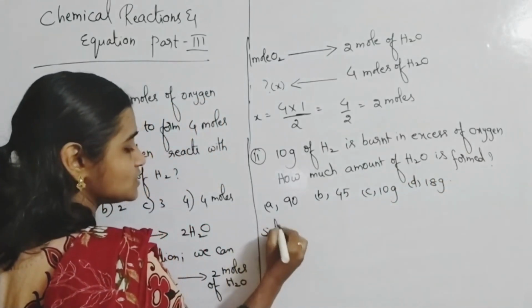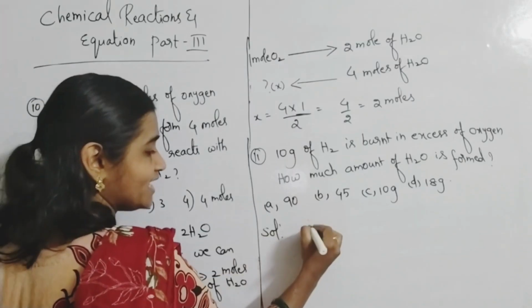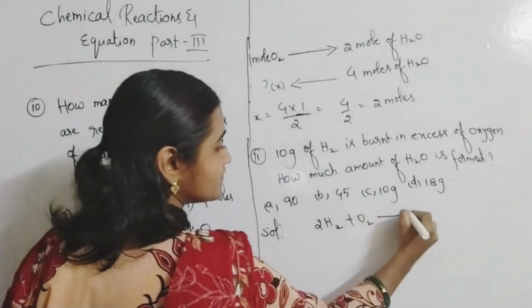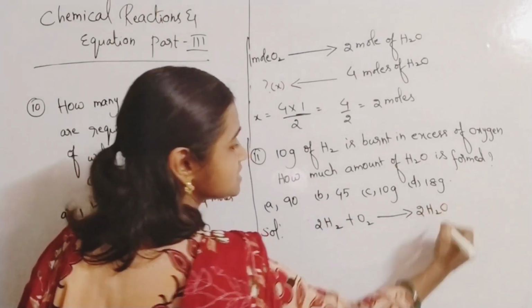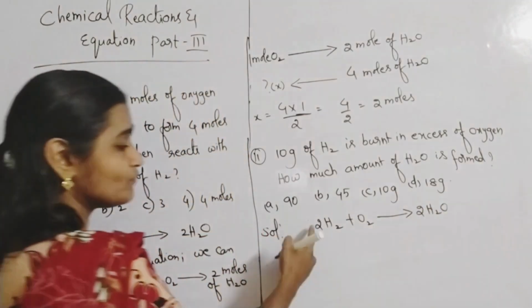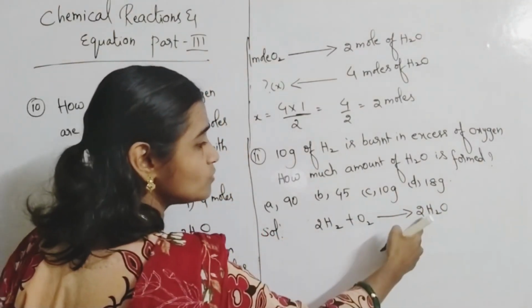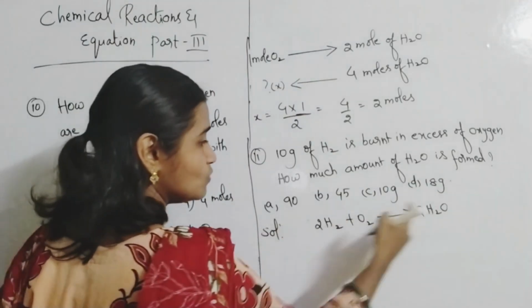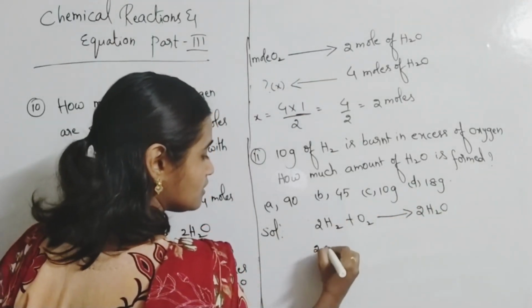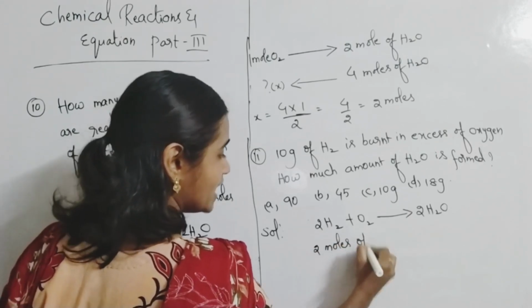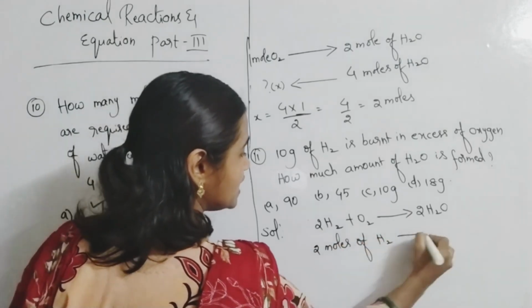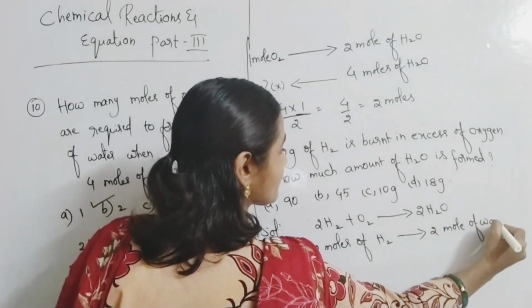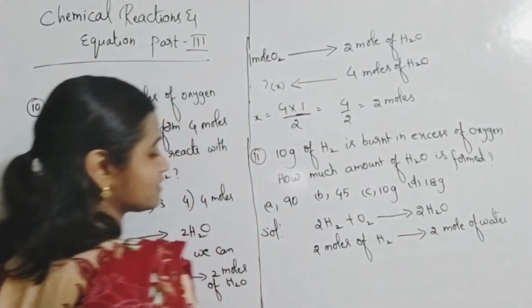Let us calculate. Solution, how to do? Write the balanced equation first. 2H2 plus O2 gives 2H2O. This is the balanced equation. Please understand me carefully. Here 2 moles of H2 is giving 2 moles of water.